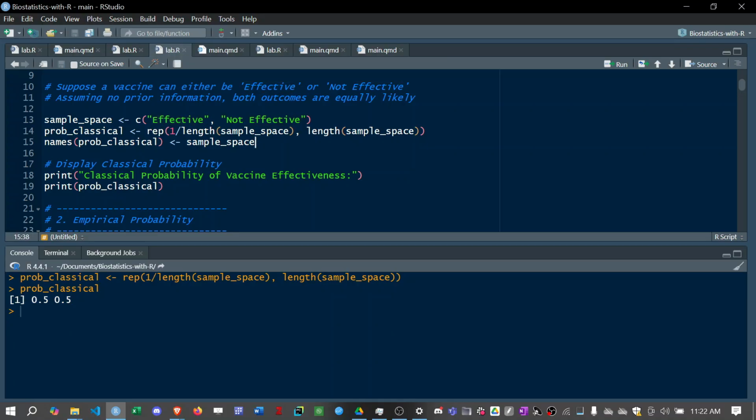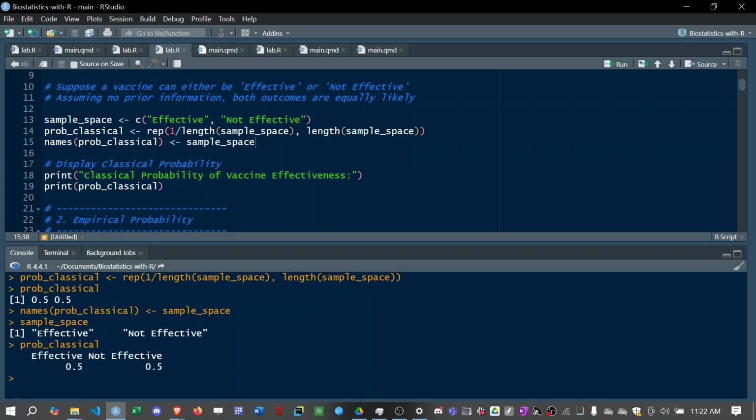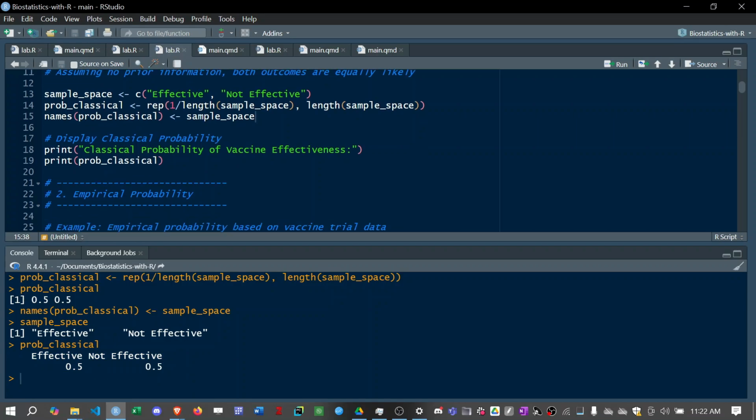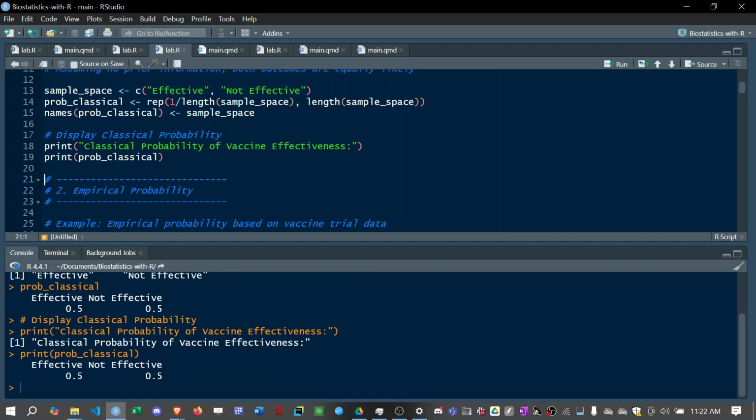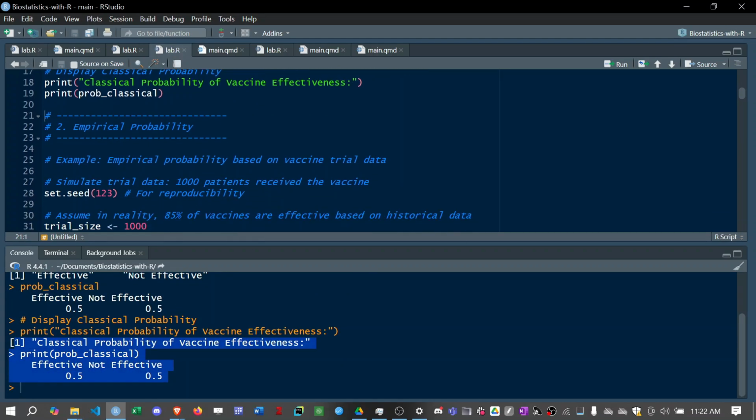Now I'm going to run this particular names line. I'm going to assign the names of this particular probability classical, giving it the names of our samples. When I call probability classical now, you can see we're already giving the name effective to 0.5, and not effective to 0.5. I've already given names to our vector, so that's what we just did. Now let's display it, just what I showed you earlier on. So that's the classical probability.